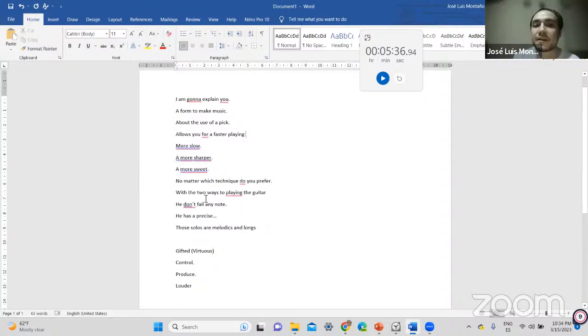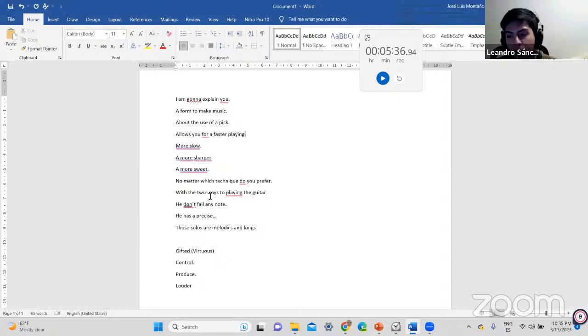Great. Then with the two ways of playing the guitar or to play the guitar. Okay, one of those two. Let's repeat one of those two, please. With the two ways to play the guitar, with the two ways of playing the guitar. Yes, correct.